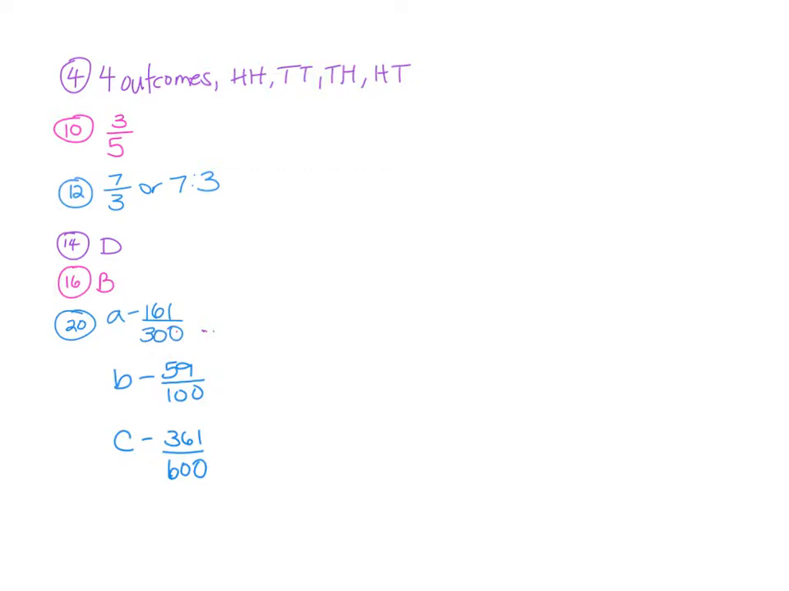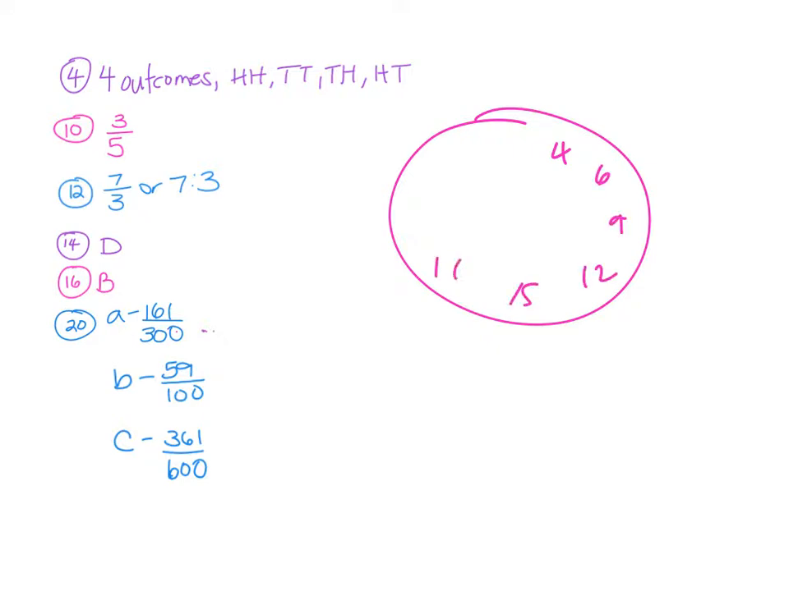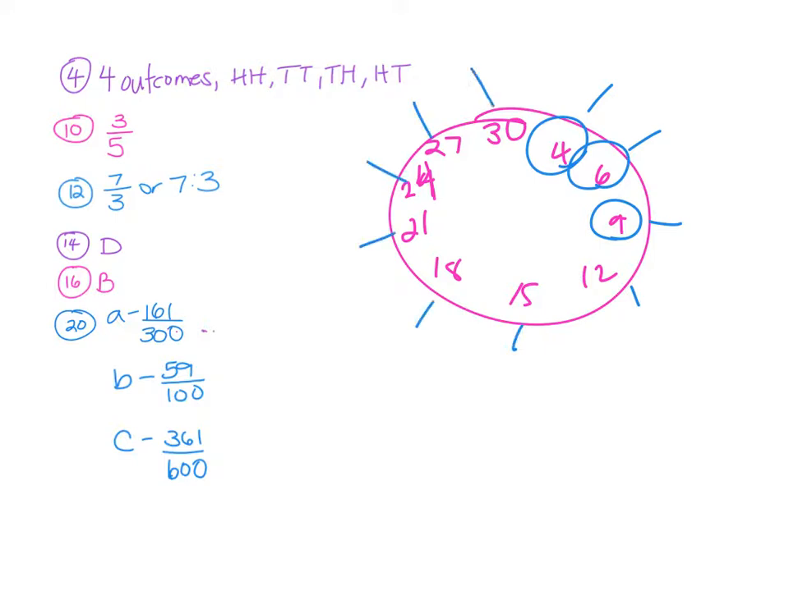So 12 says, what are the odds against stopping on a number less than 12? So in my spinner, it's a 4, a 6, a 9, a 12, a 15, an 18, 21, 24, 27, and 30. And so less than 12 would be the 9, the 6, and the 4, which is 3 of the 1, 2, 3, 4, 5, 6, 7, 8, 9, 10. There's 10 total numbers. So if I wanted it to be less than 12, then it would be 3 to 7, because this is odds.